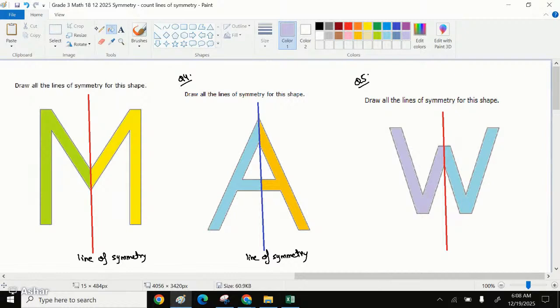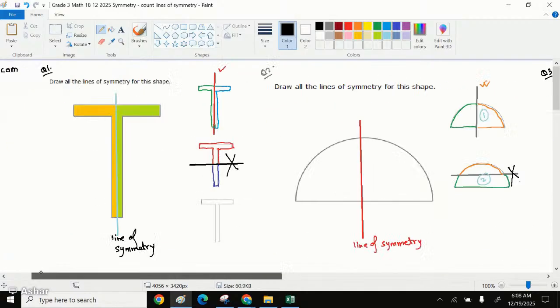Agreed? So we can say that in this case, this is our line of symmetry. And these shapes have a single line of symmetry, one line of symmetry till now. Okay, that's good. Let's do the questions. Focus. Moving on to the next question.